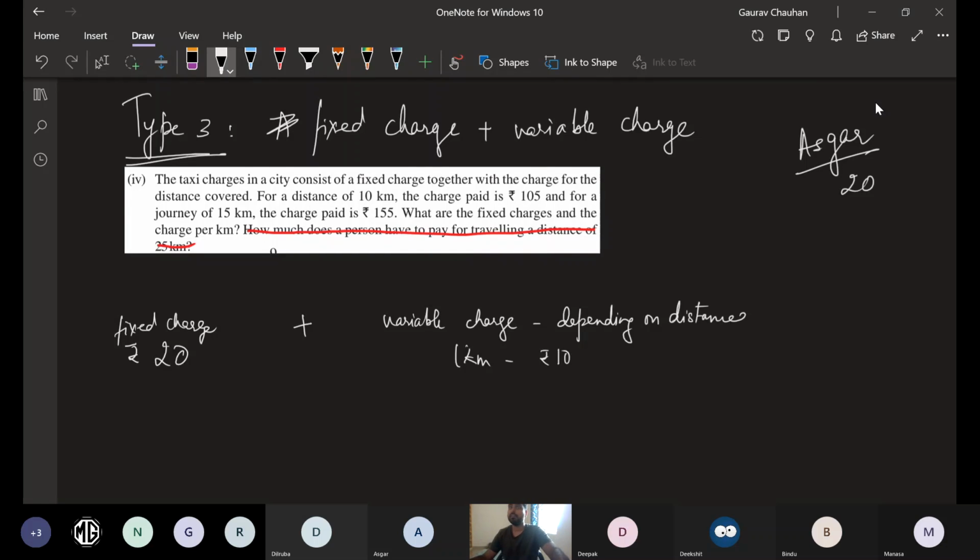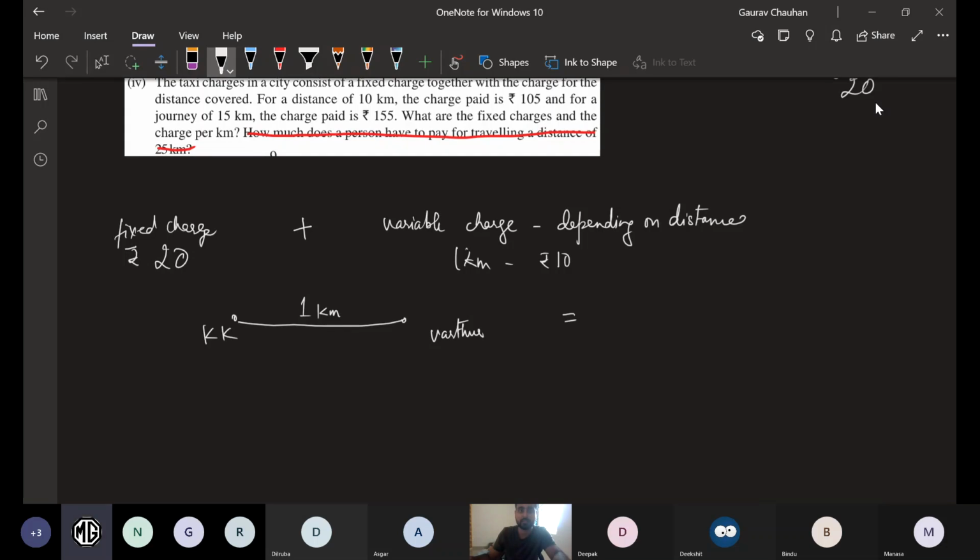So suppose you're going from KK school to Vartur. From school to Vartur is around 1 kilometer. Suppose this point A to point B, this is 1 kilometer. How much will you have to pay? Anyone, should take a guess? Come on, guys. How much do you think you'll have to pay according to this example which I have used?